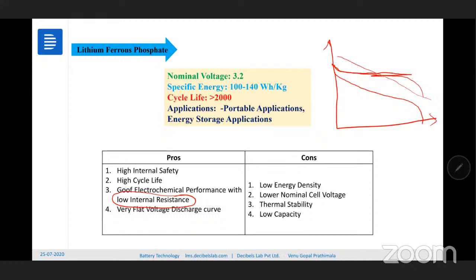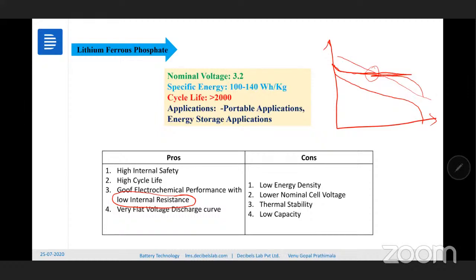But the disadvantage is in the estimation of state of charge or capacity of the cell. It becomes really difficult because there are different methodologies to estimate state of charge: one is voltage based and another is current based. When using the voltage based method, we have to differentiate the voltage. But as it is a flat curve, there's not much of a change, so the differentiation comes out to zero. That is why it is very difficult to estimate using these flat curves. That is one disadvantage.